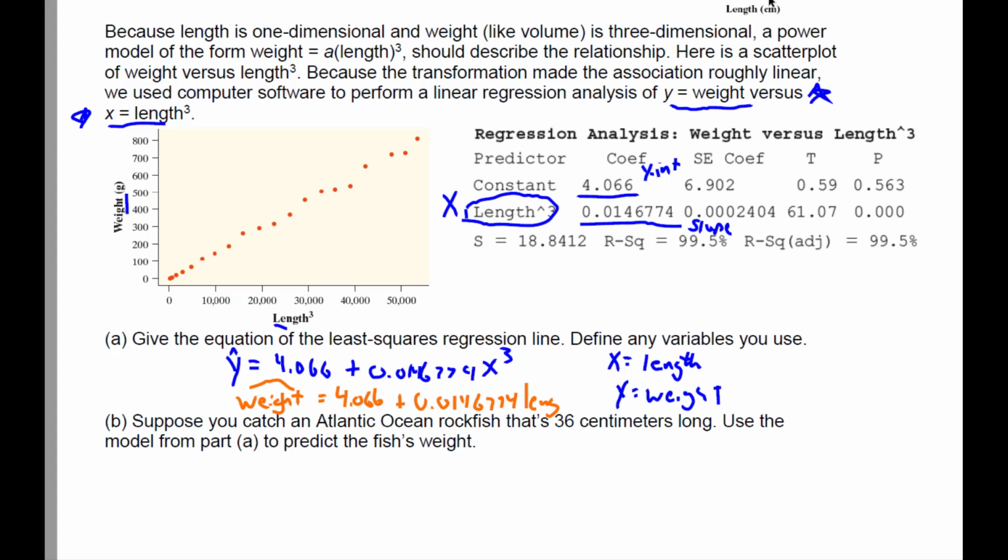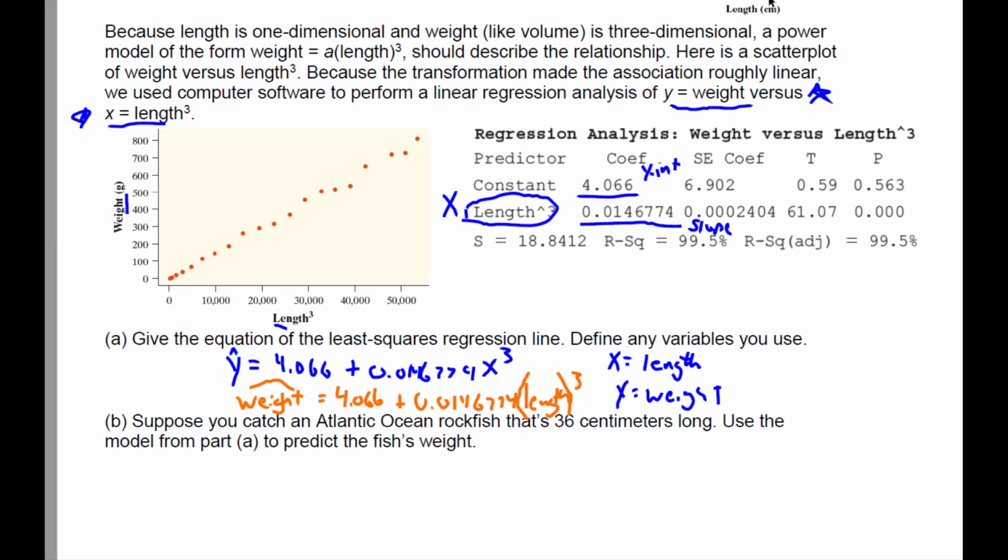And then that is cubed. And I'm going to go ahead and put that in a parenthesis there, just so that it doesn't look all crazy. So the length is cubed, okay? So that is what the actual equation they're looking for is.